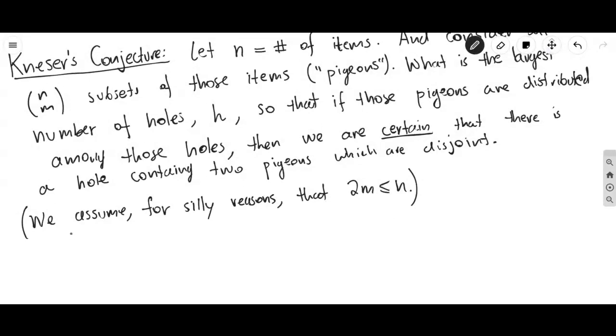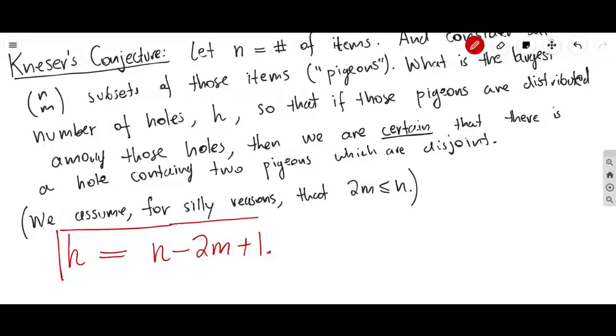And Kneser's conjecture says that this number h, this optimal number, is equal to n minus 2m plus 1. That's Kneser's conjecture. That's the optimal number of holes. That's as big as you can go. If you go one higher, then there is a way to distribute it so that all of them overlap.